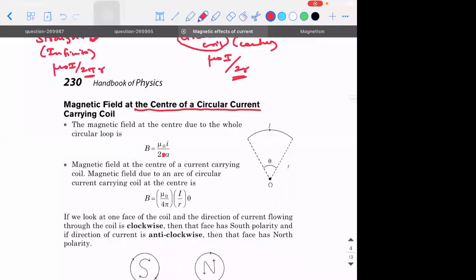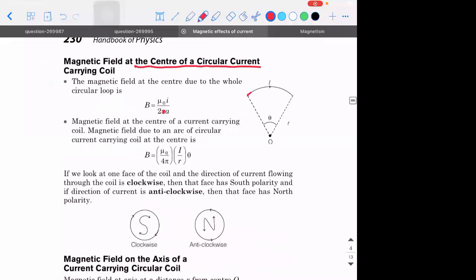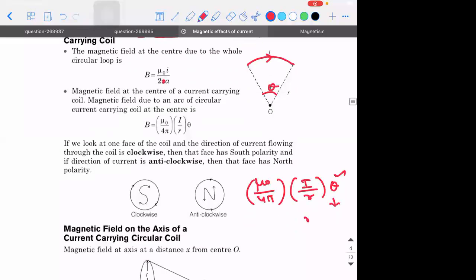Okay. Similarly, if it is only a part of the conductor, where that part is subtending an angle theta at the center, then its formula is given as mu naught divided by 4 pi into I divided by r, where r is the radius, into theta, where theta should be measured in radians. Please make a note of this point. So theta should be measured in radians. It should not be measured in degrees.